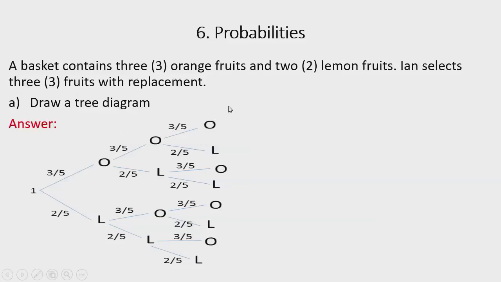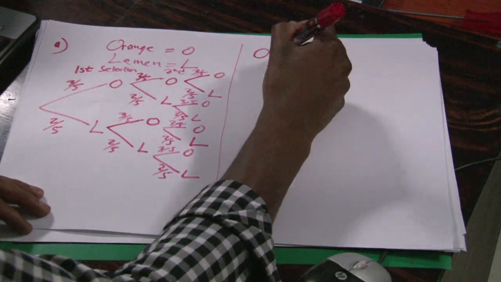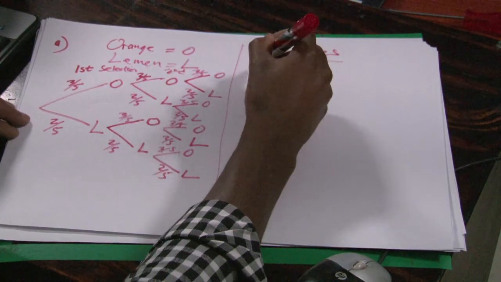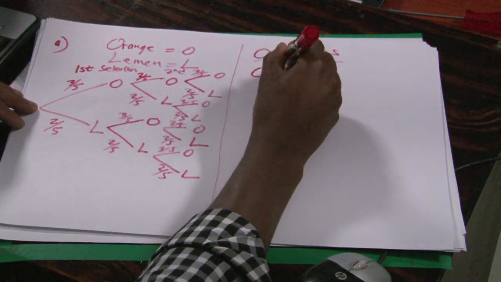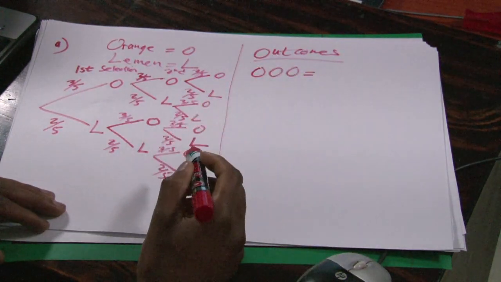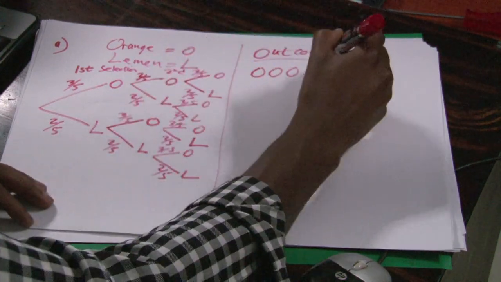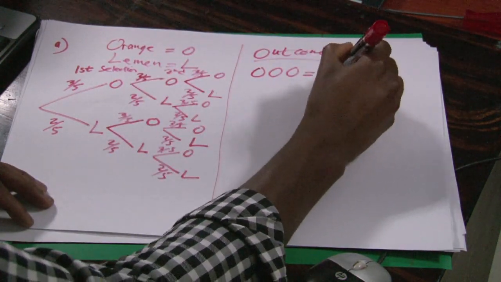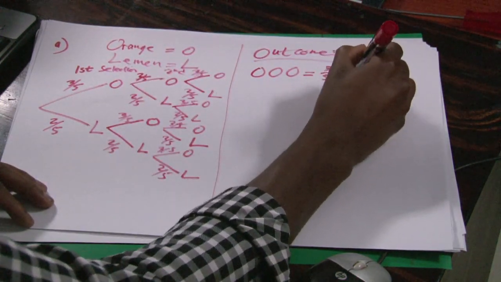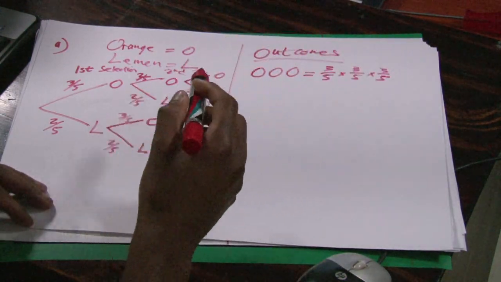To make it easier, you can now, even on a separate paper, write the outcomes. The possible outcomes here: you have O, O, O, which is the same as orange, orange, orange. What are the chances of him selecting just oranges all 3 times? It's 3 out of 5 times 3 out of 5 times 3 out of 5. That's the chance of him just selecting that.